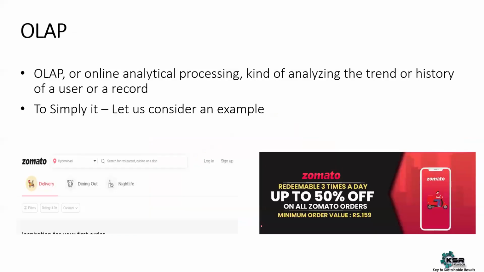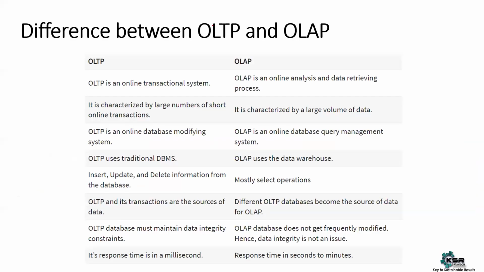Now, if you take an example of OLAP, there are multiple examples of OLAP. Wherever you have OLTP, you will always have OLAP also. Why? Because OLTP transactions after a few days will become history. Those history transactions are nothing but your OLAP transactions. Now, what is the exact difference between OLTP and OLAP?